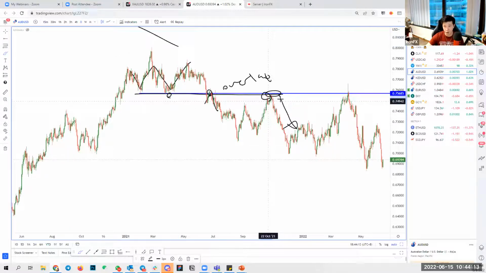You can see this was the overlap, and then it comes back up to here again. Same thing, overlap resistance we're looking at, right? Touch it, and then reverse. Very, very effective. These kinds of setups are very, very effective, right? And I want you to train your eye to be able to see it.